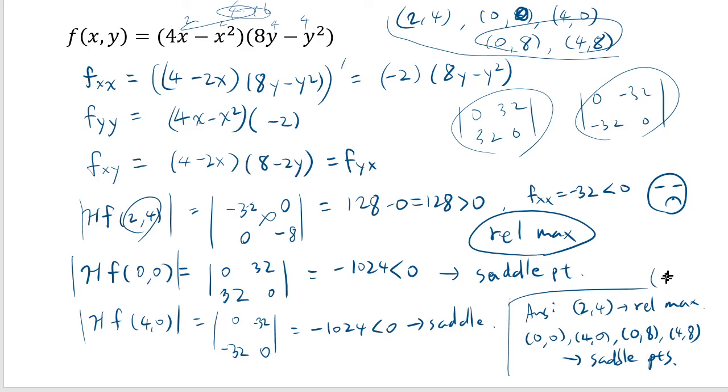So you can also write it as (2, 4, 64) in the 3-dimensional space. So that's another possibility. It depends on the question. Sometimes they might just ask you whether it's the relative max or min. Sometimes they might ask you for the value. That's it.